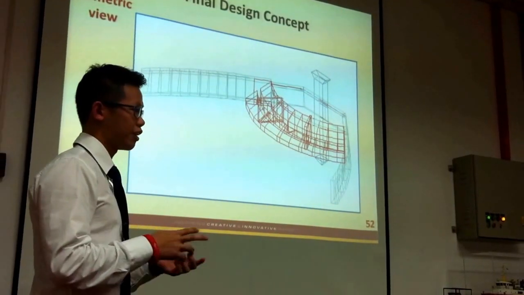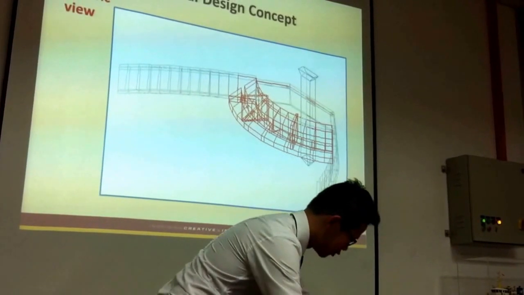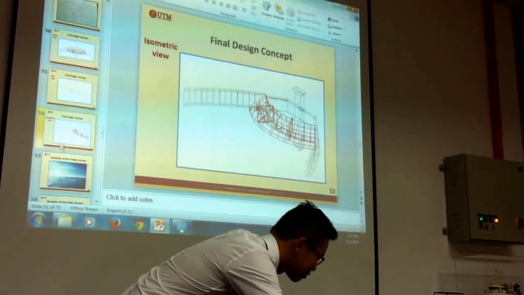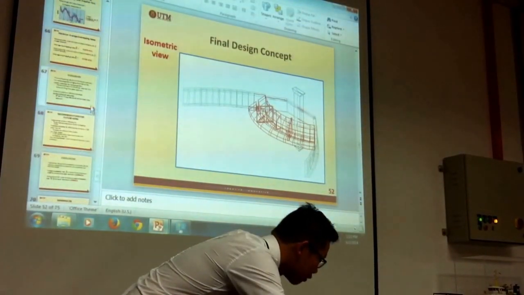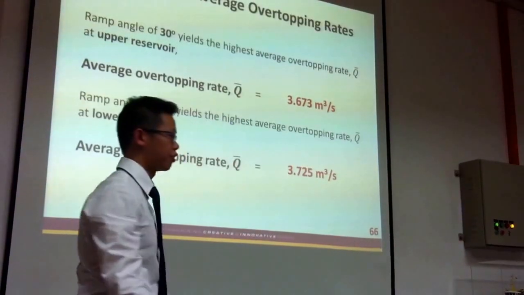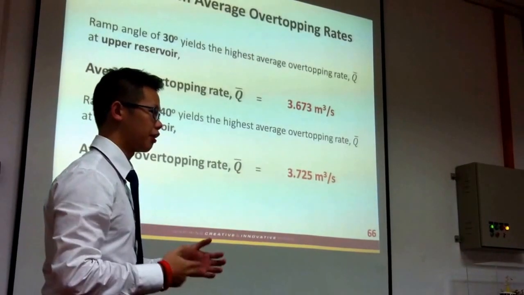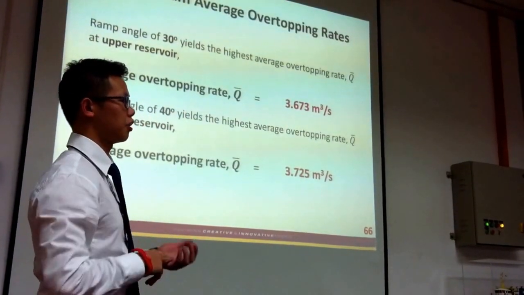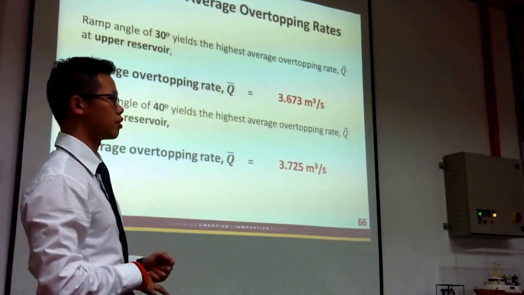What's the angle? That's why in my conclusion I have two, for lower and upper reservoirs. The highest overtopping rate for the upper reservoir is at a ramp angle of 30 degrees, and for the lower one it is 40 degrees.